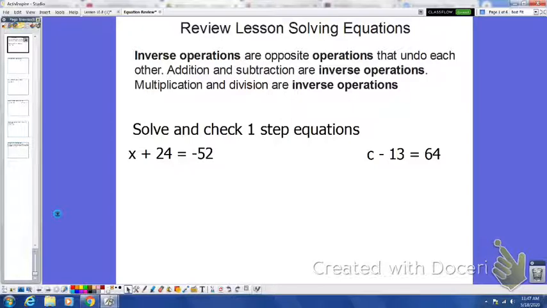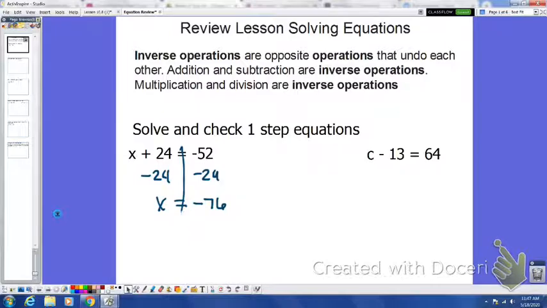So, if you recall, we always started by drawing our line down, so that we always remember what we do to one side, we have to do to the other. So if I'm adding 24, then the inverse of that would be to subtract 24 from both sides. So x equals negative 52 minus 24. Keep in mind they're both negative there. So that would give us negative 76.